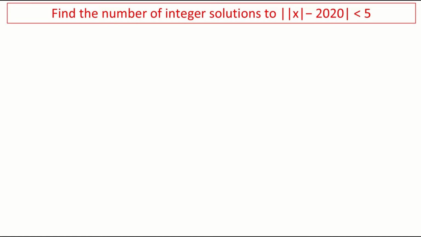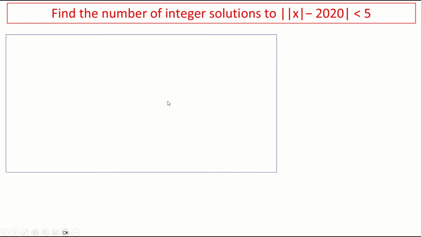Next, the number of integer solutions to modulo x minus 2020, which is less than or equal to 5. Okay. So this is very easy. You just need to find a range.